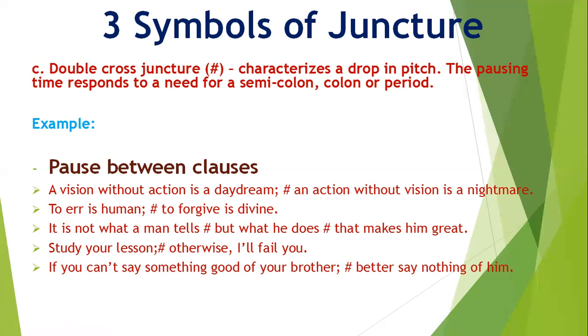So for this one, we have two of them and five examples. Okay, example number one: a vision without action is a daydream; and action without a vision is a nightmare. So you just have to take note that if you see a semicolon or a colon, that's when you can use the symbol double cross juncture.